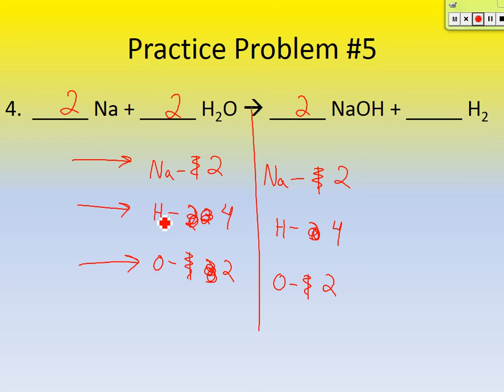How many hydrogens? 4 and 4. And oxygens, 2 and 2. Can I reduce it? 2, 2, 2, 1. Nope. Because the 1 is already reduced as much as it can get. Okay, so that was kind of a difficult one. That was a good one.